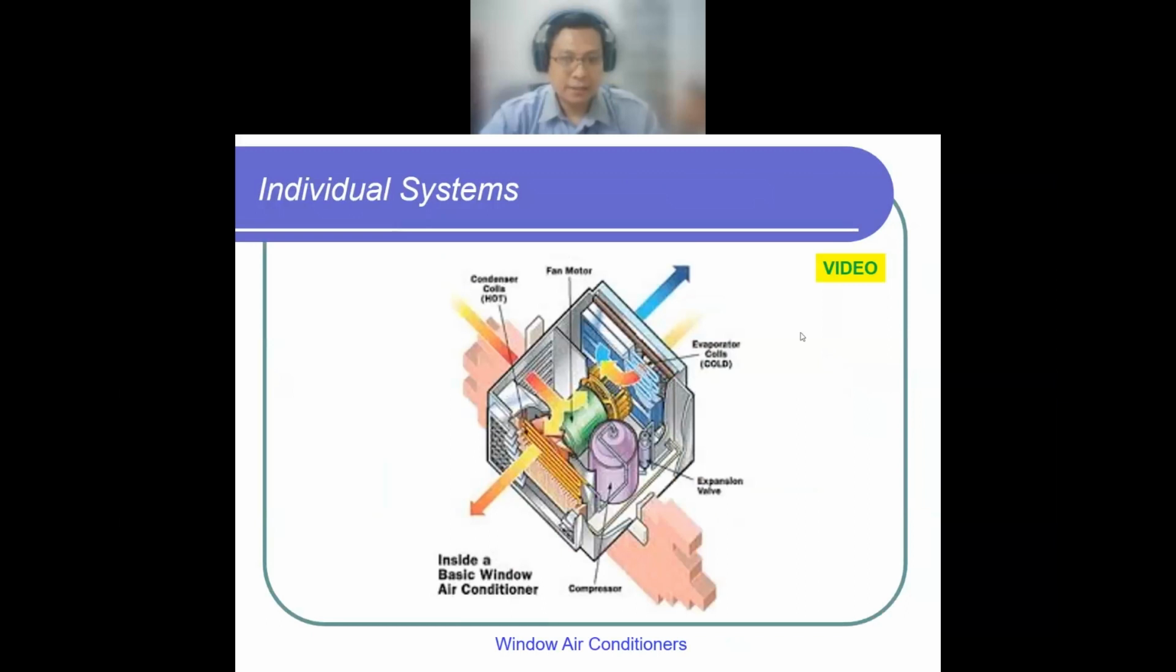Okay, what is the content inside the window type? You can see one motor serves two blowers, both for the cooling side and for the rejection coil. So you can see they use only one motor to serve the condenser and evaporator coil. So that will be considered high efficiency.